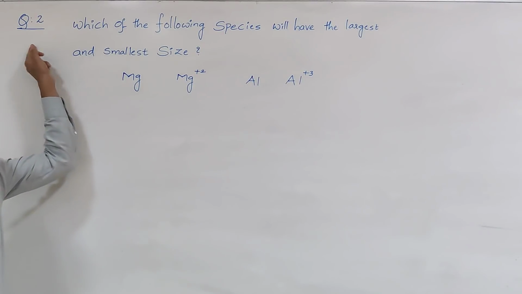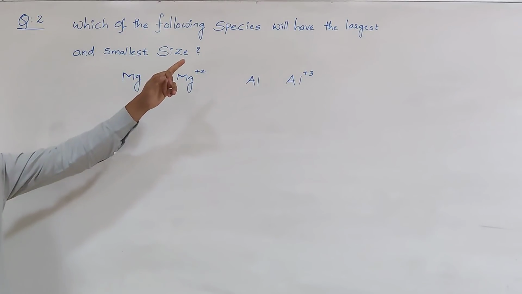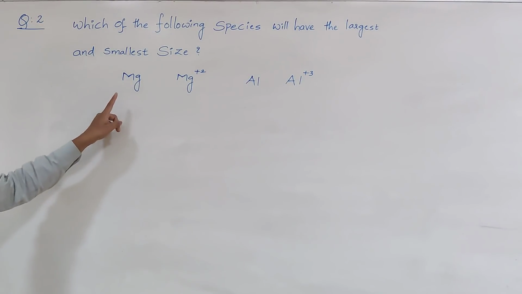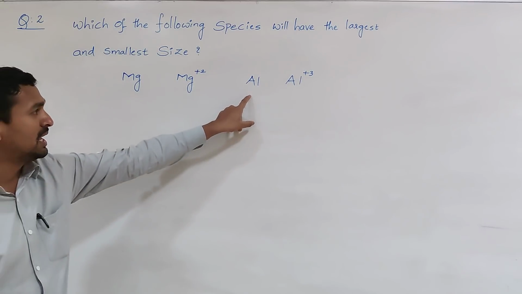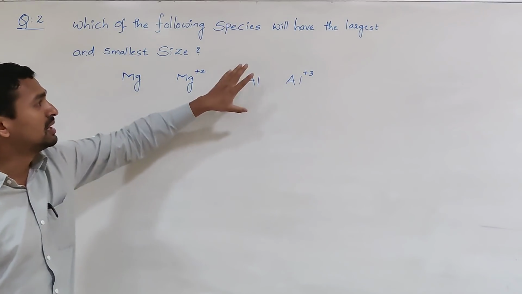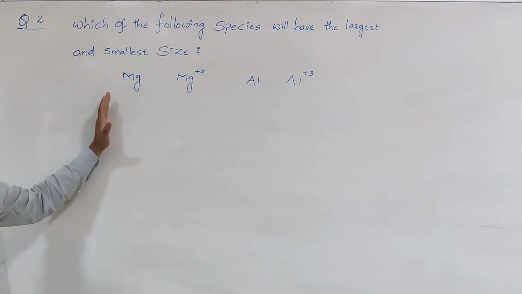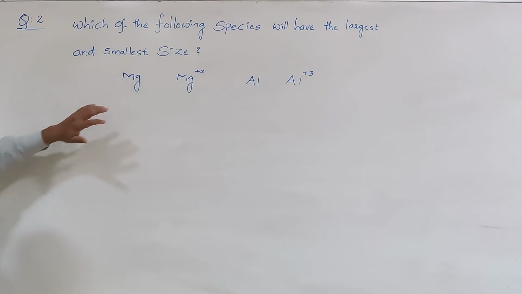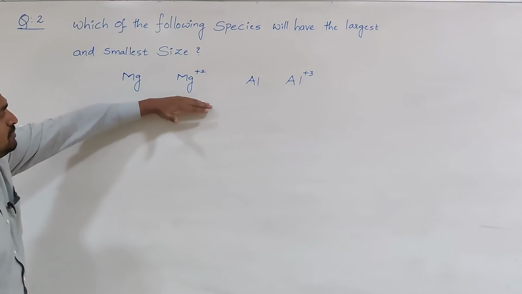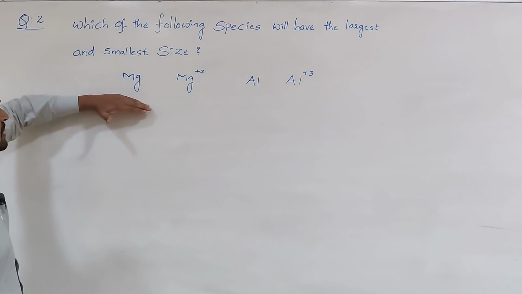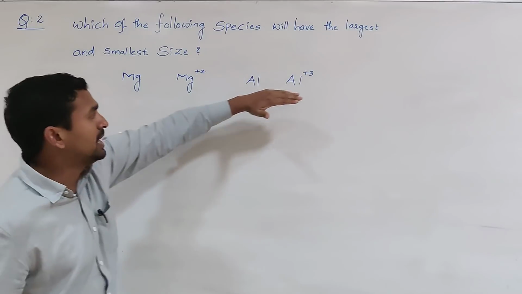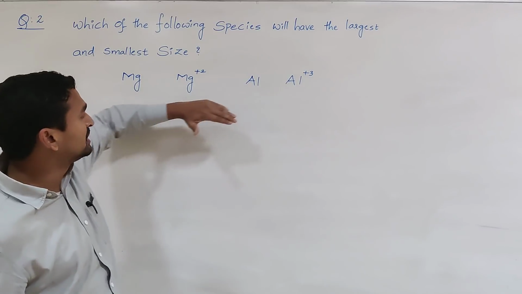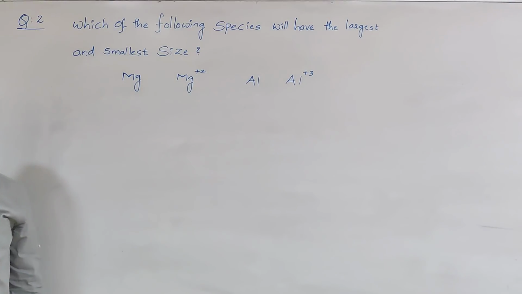Second question is, which of the following species will have the largest and smallest size? Given Mg, Mg plus 2, Al, Al plus 3. In that one, we need to identify which is larger in size, which is smaller in size. Now, when you see this, this Mg plus 2 ion is forming from its parent atom, magnesium. Al plus 3 is forming from which one? Its parent atom, aluminium.